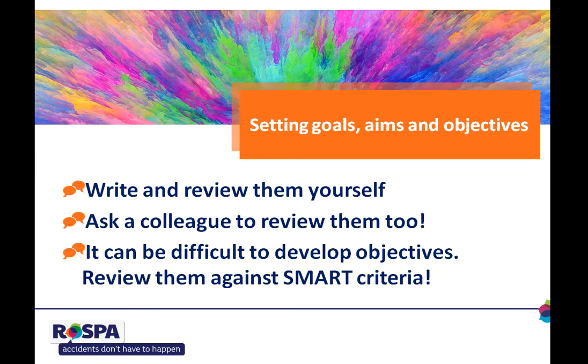Sometimes you might find it quite easy to think of a goal for your project, but it could be harder to think in detail about the objectives. To help with this, you should go back to each objective you write and check that it meets the SMART criteria. You will also need to do this whenever you alter the objectives.